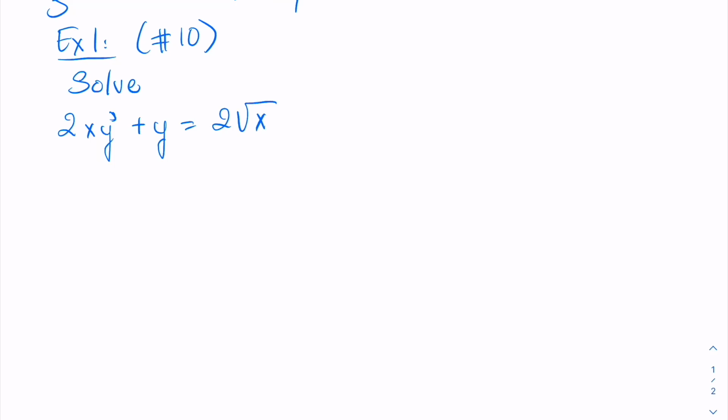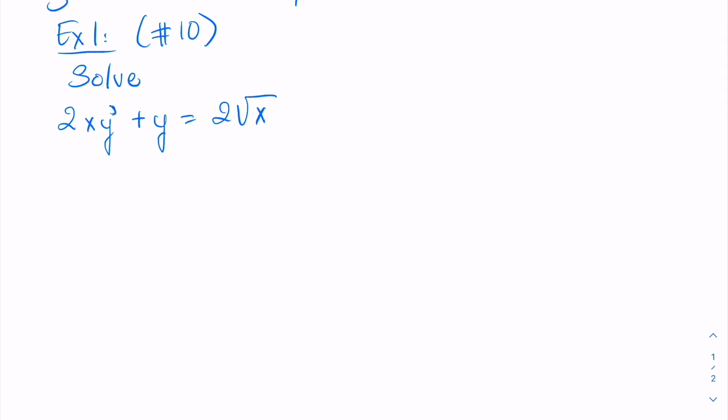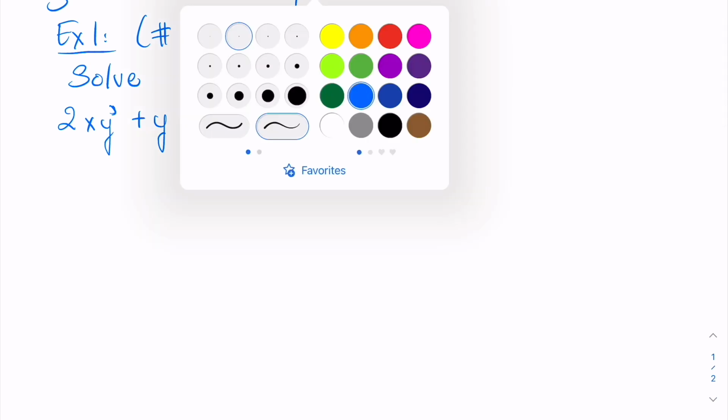I need to solve this differential equation. So what we have right here is 2x times y prime plus y equals 2 radical x. Now the first thing we need to do is put it in standard form. So I need to divide everything by 2x.